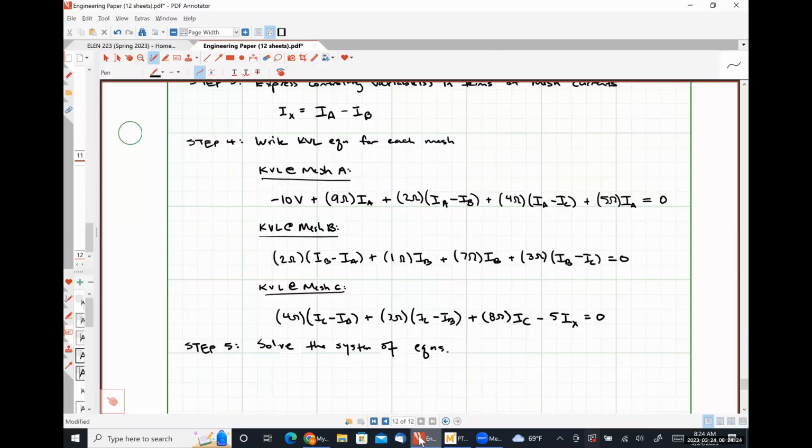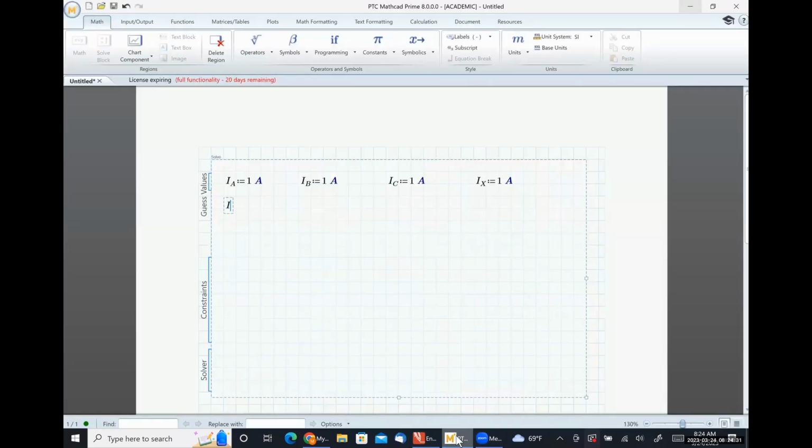Okay. So our first equation that we wrote was Ix is equal to Ia minus Ib. So I'm literally just going to put that in. Ix, I'm going to do control equals Ia minus Ib. So notice that we're using a different equal sign here. This is the control equal, and what it means is what is on the left-hand side of the equal sign must absolutely be equal to whatever is on the right-hand side of the equal sign.